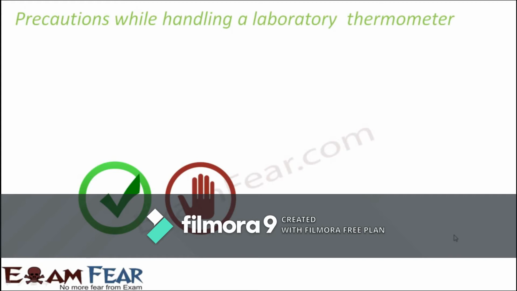So now let us look at some of the precautions which have to be taken while we are dealing with a laboratory thermometer. So the first thing is again the same, we have to handle it with care to prevent breaking, because even inside the laboratory thermometer there is mercury, because construction wise it is almost the same as the clinical thermometer. So it is made up of glass, and inside the glass tube you have mercury. So if it breaks, then disposing of the mercury will become a tedious job.